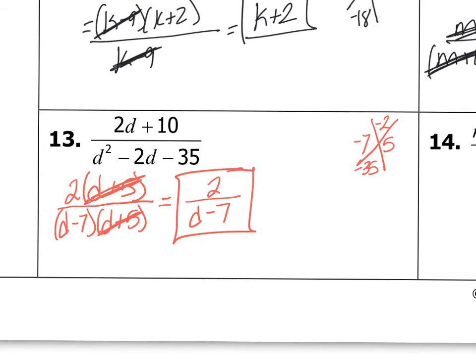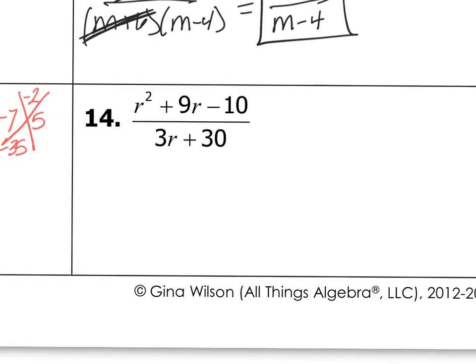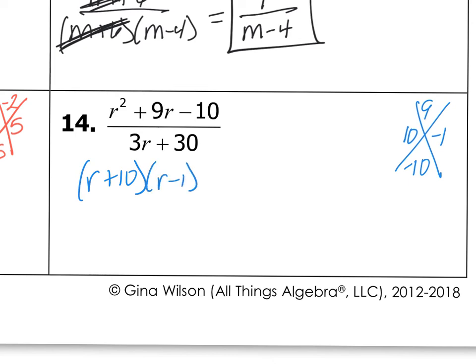Okay, so here we go. Last one for this section. We're going to do the same thing. What multiplies to be negative 10 and adds to be 9? Well, I think that is going to be 10 and negative 1. So I've got r plus 10 times r minus 1.